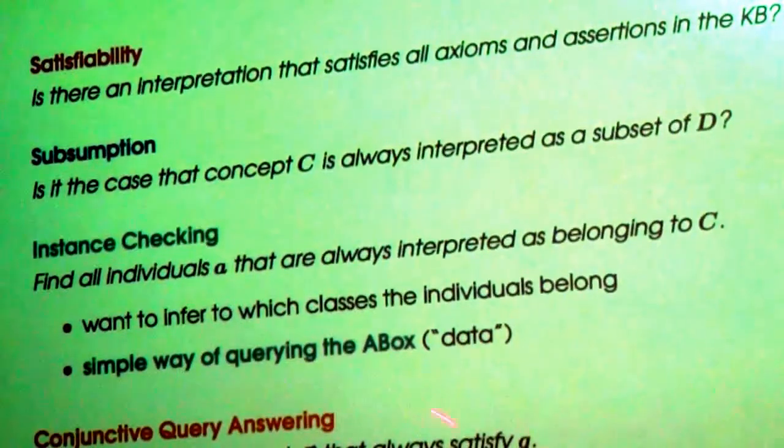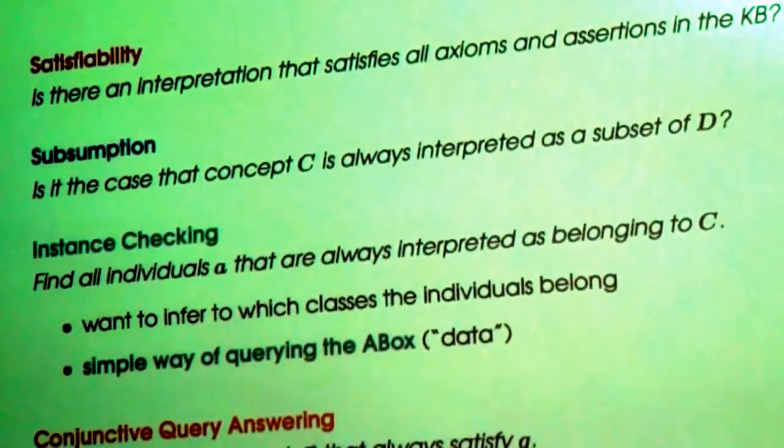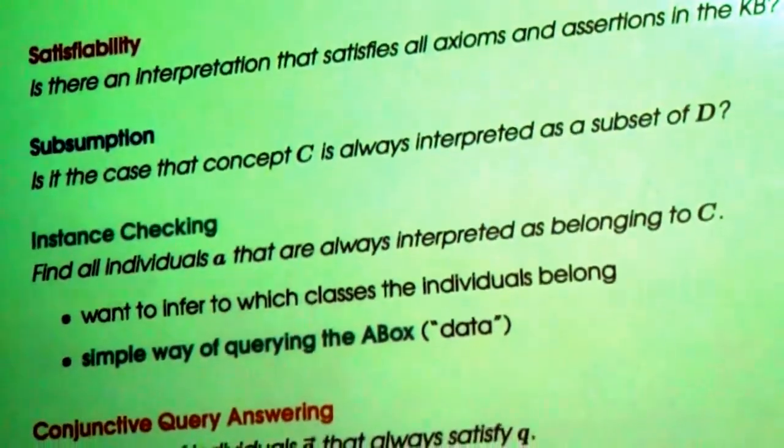And then another way of doing some querying, which is a lot more complex, and it's become popular in recent years, is conjunctive query answering. So I won't go through all the definitions, because it would be long and it's really not necessary. But the idea is that we're going to have a conjunctive query, and I'll give an example on the next slide. And we want to find those tuples of individuals that always satisfy this query. They're basically answers to it.